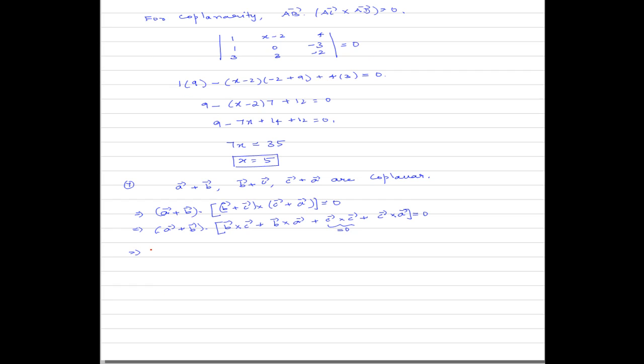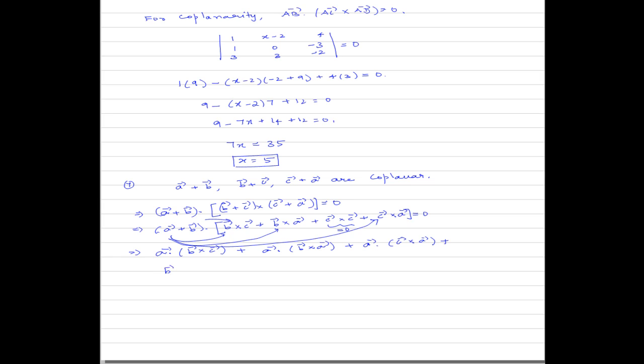Multiply these things with the remaining terms. So this gives us a vector into this term, a vector into this term and a vector into this term. And similarly we have to multiply with b vector, etc. So a vector dot b vector cross c vector plus a vector dot b vector cross a vector plus a vector dot c vector cross a vector plus, now multiply with b vector and so on.